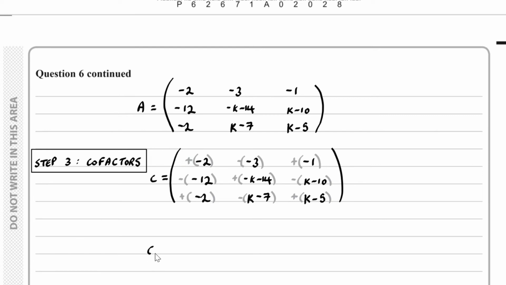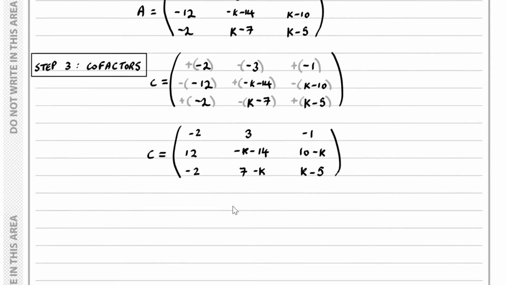So now if we tidy all of this up, you can see here we've got minus 2, 12, minus 2. Then we've got 3, minus k minus 14. So let's just write this out clearly, minus k minus 14. And then we've got here 7 minus k. And then here we've got minus 1, 10 minus k, and k minus 5. So this is the matrix of the cofactors. And now our fourth step, step 4.